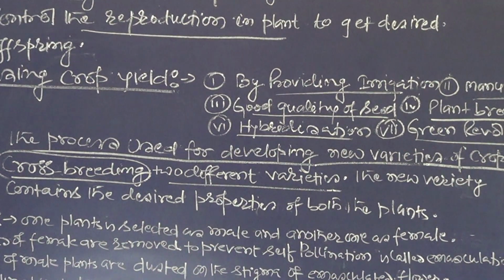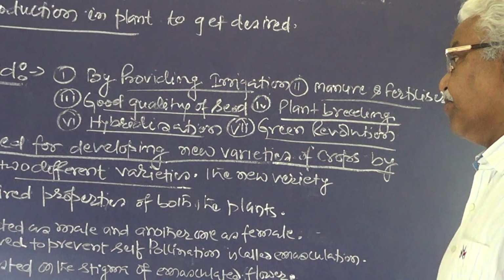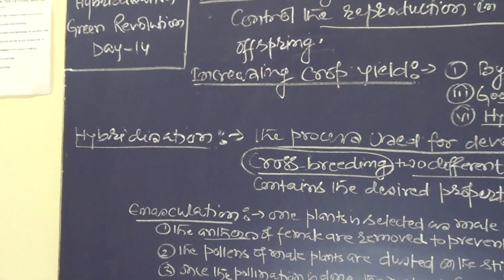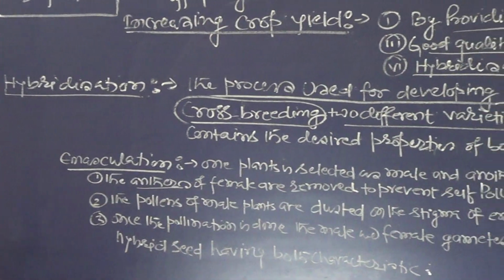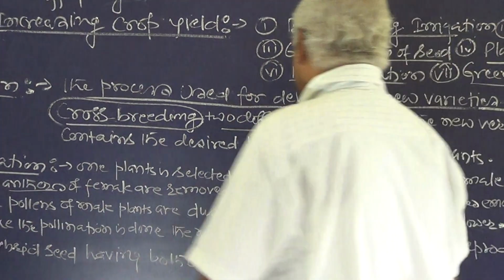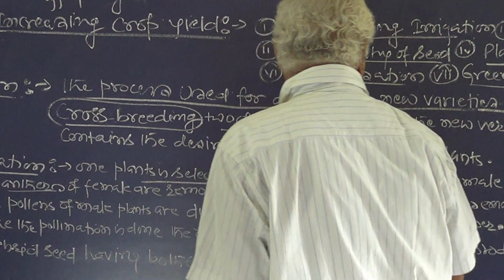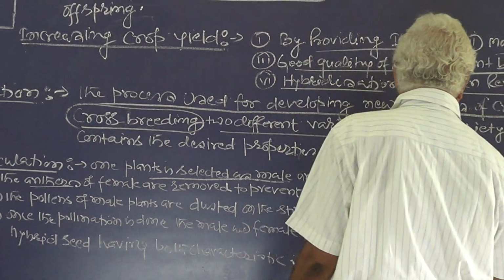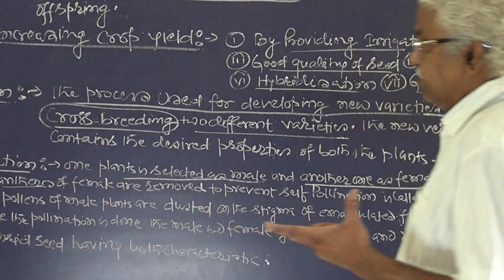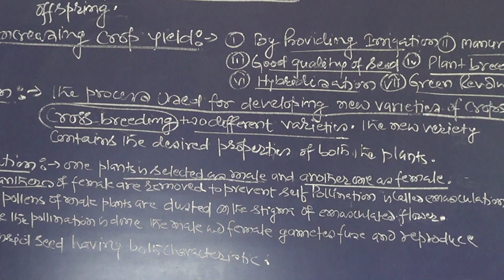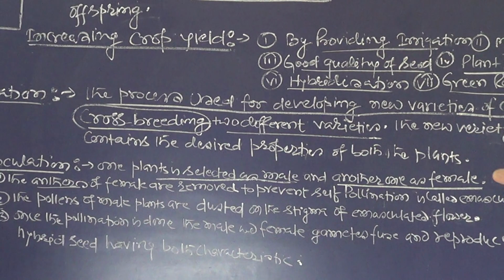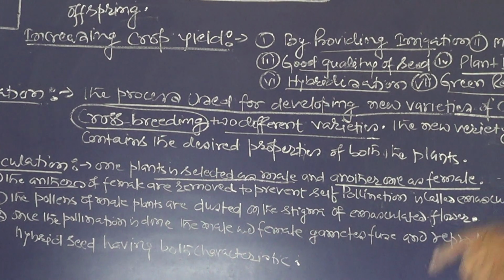Emasculation is a term in the hybridization process. How do you do the hybridization? In that, one plant is selected as a male and another as a female. You are selecting two plants during the hybridization process: one plant as a male and another plant as a female.